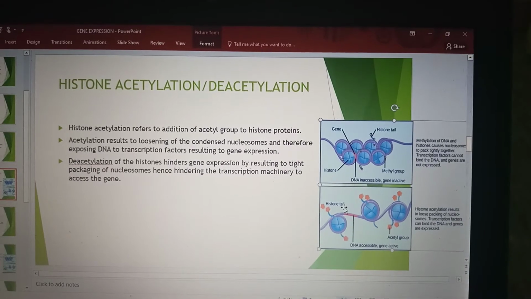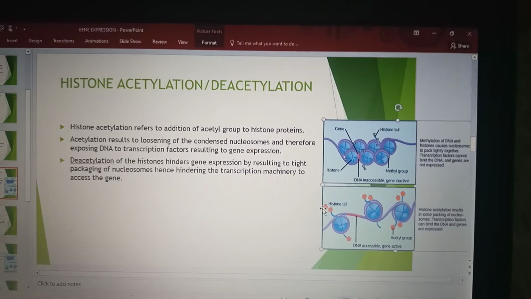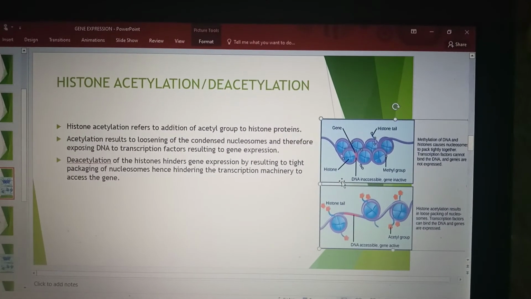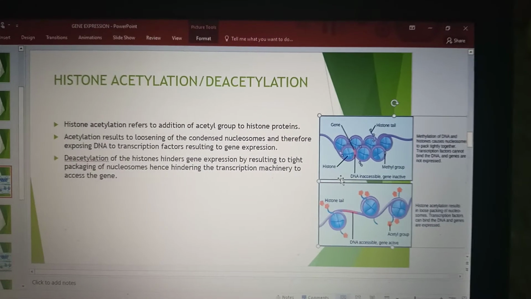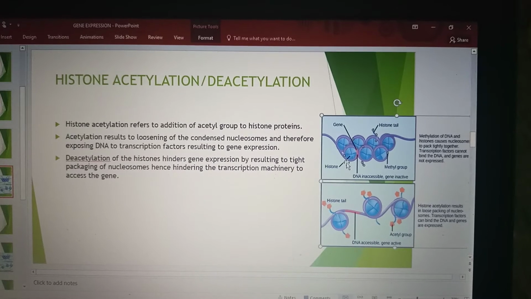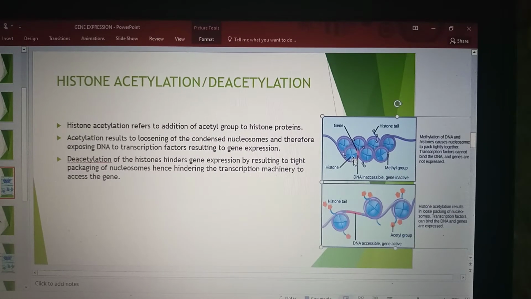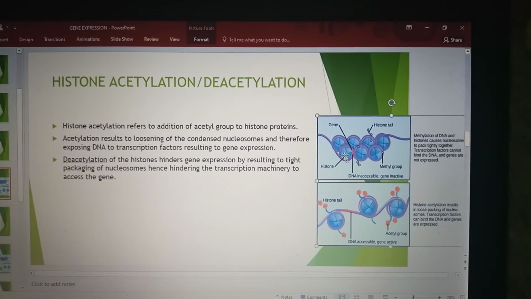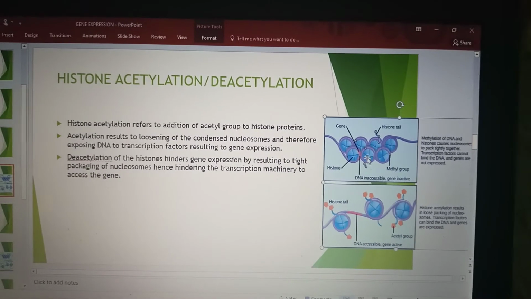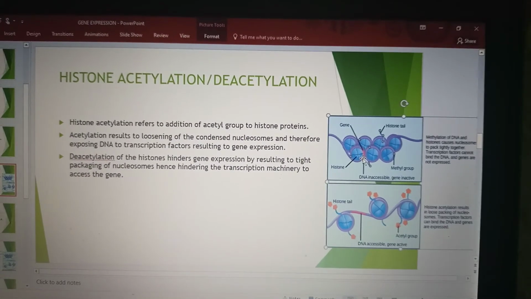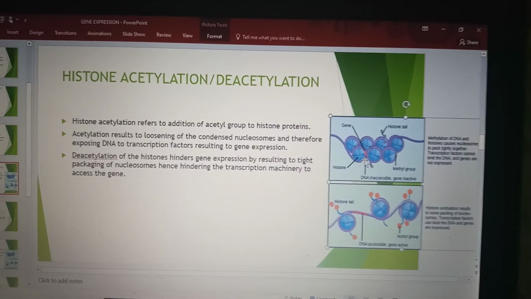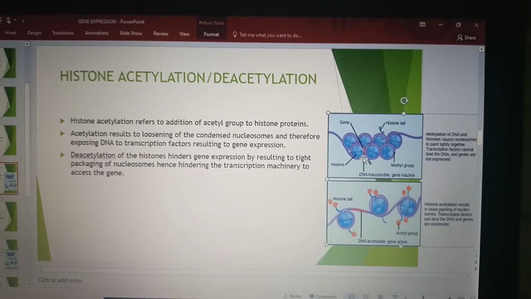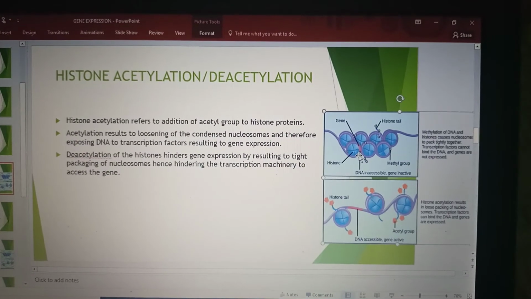When you remove the acetyl group again, you are going to regain the charge of the histone, that is positive, and between positive and negative you get a strong binding affinity. These nucleosomes are going to be tightly packed together, and the gene is not going to be exposed to transcription factors, and therefore this affects the process of transcription.